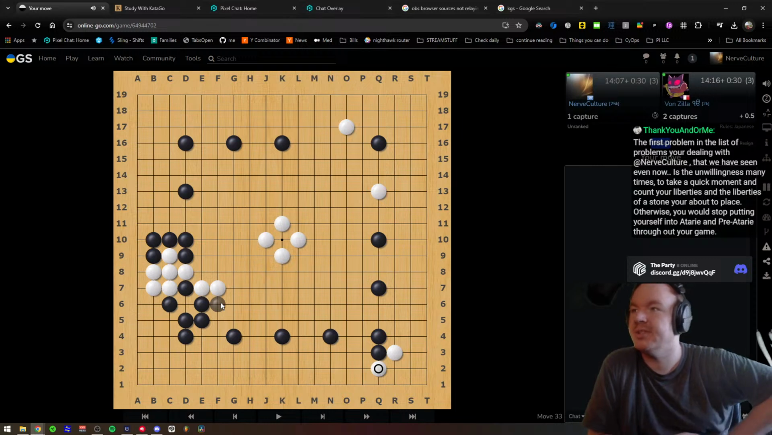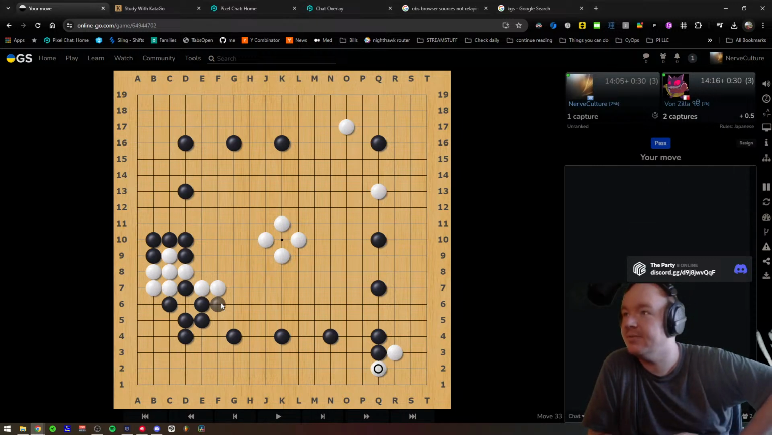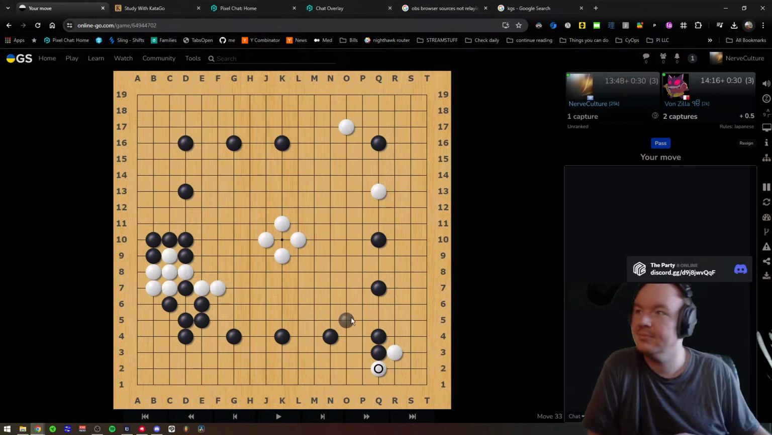The first problem in the list of problems you're dealing with that we have seen even now is unwillingness to count liberties. Liberties of your stone. Otherwise. Yeah. Counting is hard, man.